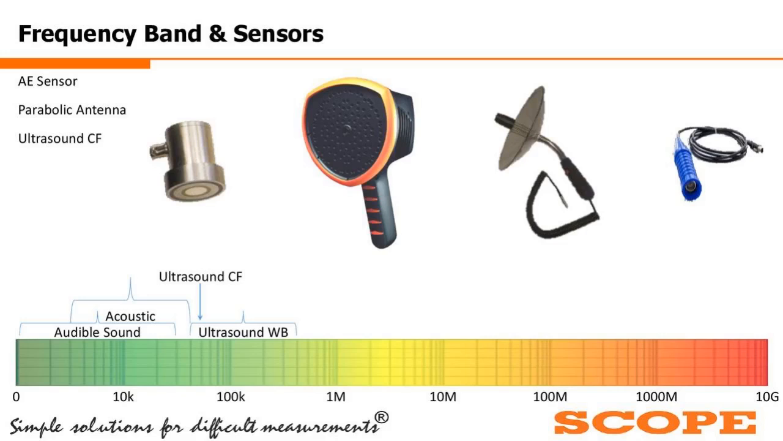This AE sensor works in ultrasonic wideband, that is 30 kilohertz to 300 kilohertz, and it gets magnetically coupled on the metallic surfaces that are grounded for safety purposes. Then come your ultrasonic center frequency kind of sensors. These two take care of that. Then come your acoustic sensors. This particular solution takes care of it. All right, so acoustic is covered over here, all the solutions that are commercially available.